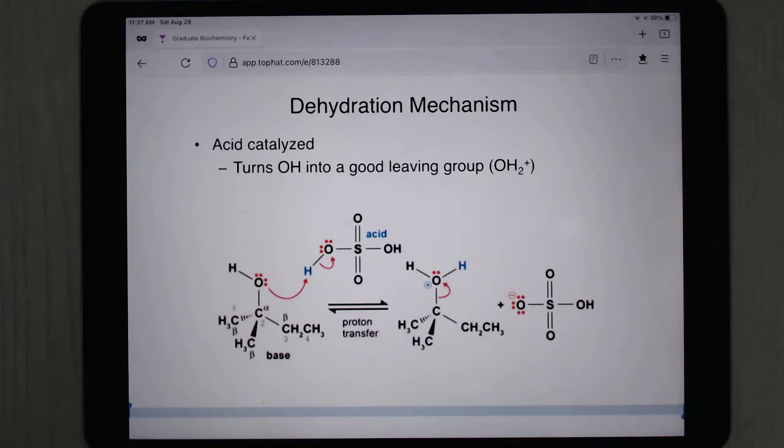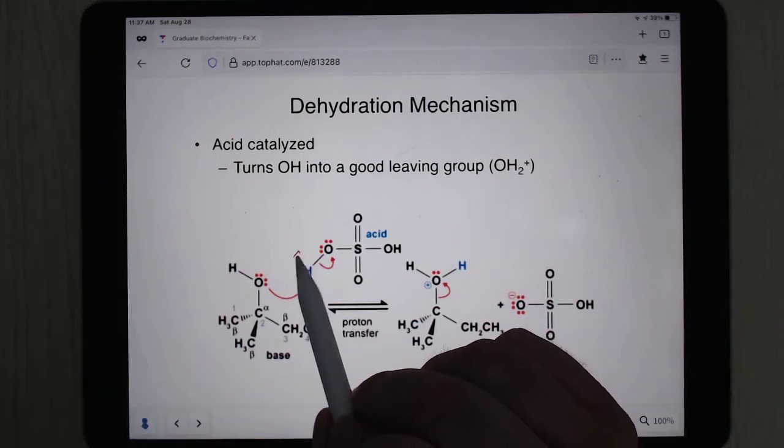Well, OHs, if you remember, are really terrible leaving groups, because if they were to leave, you would make an OH minus, which is a really strong base. OH minus is a really strong base. So we want to have leaving groups be weak bases. And so what we do is we have to activate it first, and for that we're going to put in a little bit of acid.